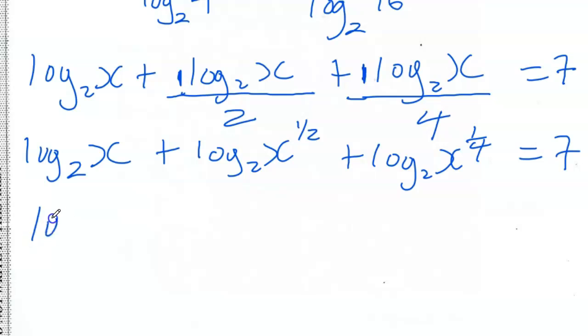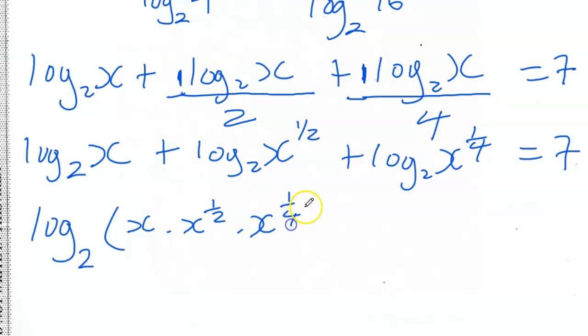Alright? So now, law of logarithm again, we can group all the terms. So log, since we're adding log base 2, we can simply multiply all the terms. So it's x times x to the power of half times x to the power of a quarter. So we combine all the logs. Alright? That's another rule in logarithm. Since it's plus, we multiply. When it's division, we normally subtract, right? And all of this is equal to 7.